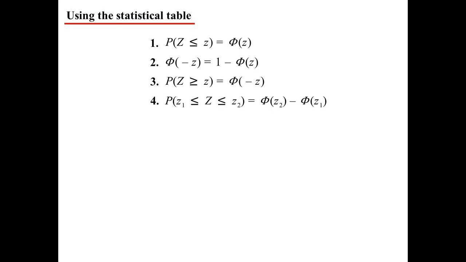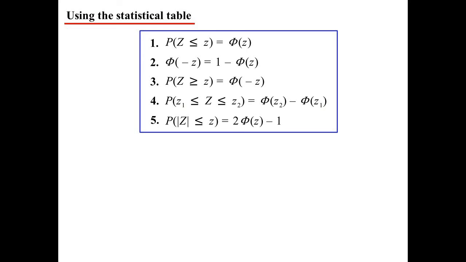Want to work it out between two values? Then it'll be z2 minus z1. We'd read off those values and subtract. And for the absolute value, if I was going in between minus 0.5 and 0.5, then it would be twice the z1, but then subtract 1.